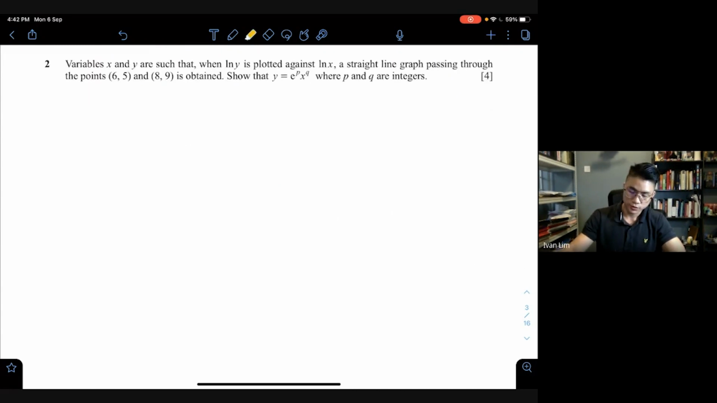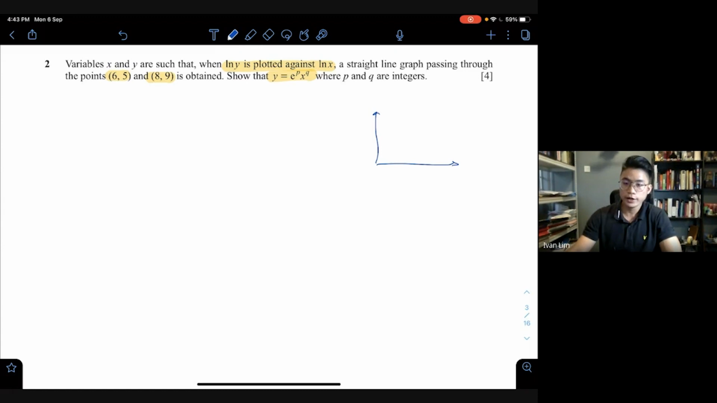Second question: variables x and y are such that when ln y is plotted against ln x, a straight line graph passing through the points (6, 5) and (8, 9) is obtained. Show that y equals e to the power p, x to the power q, where p and q are integers. Okay, so what do they mean by this question? This is actually a straight line equation question.